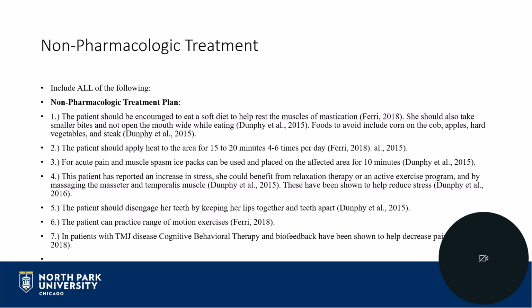Non-pharmacological treatment. These are always important to list as well if you are using any of them. A soft diet. Avoid foods that are hard, like corn on the cob, apples, hard vegetables, and steak. Apply heat to that area 4 to 6 times a day. Ice packs can be used for acute pain and muscle spasm.